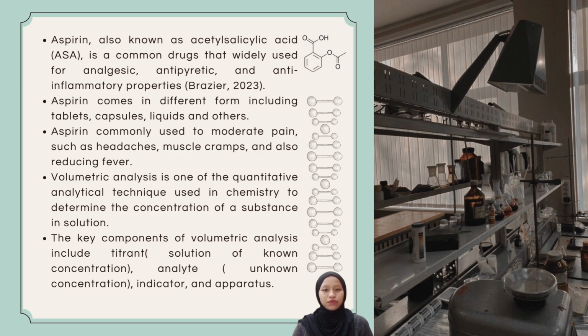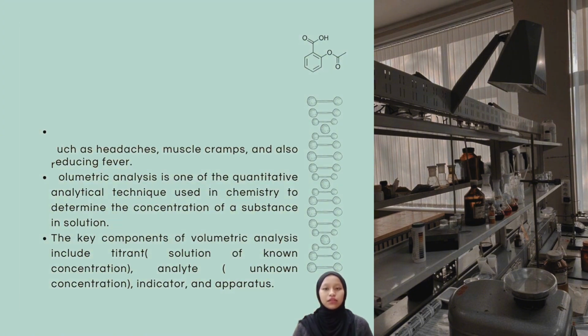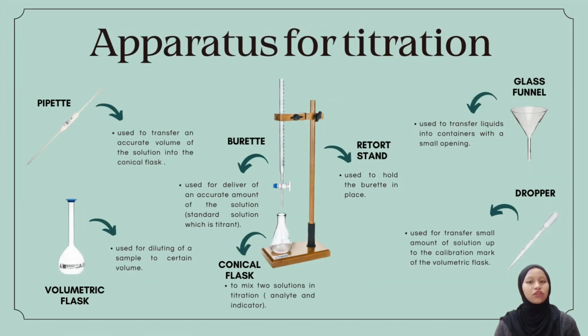By carefully measuring the volumes of the solution and understanding the stoichiometry of the reaction, the concentration of the analyte can be accurately determined. The list of apparatus commonly used for titration is: the first one is the pipette, which is used to transfer an accurate amount of solution into the conical flask. The second one is the volumetric flask. They are commonly used for diluting a sample to a certain volume.